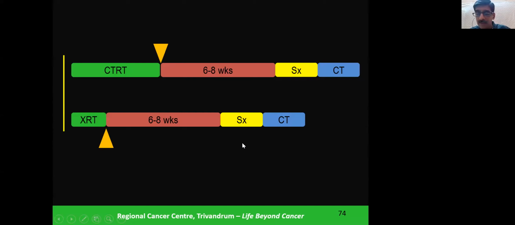But if it is short course RT, then it is just short course RT followed by surgery. Chemotherapy should be given only in case of metastasis. So after short course RT, just surgery. There is no need for adjuvant chemotherapy. But if it is long course chemo RT, all patients will receive adjuvant chemotherapy unless they are T0, N0, M0 after your surgery and radiation. Am I clear? Thank you, sir. Clear, sir.